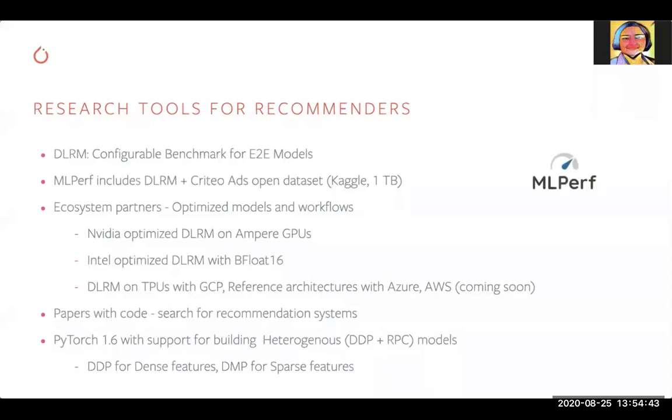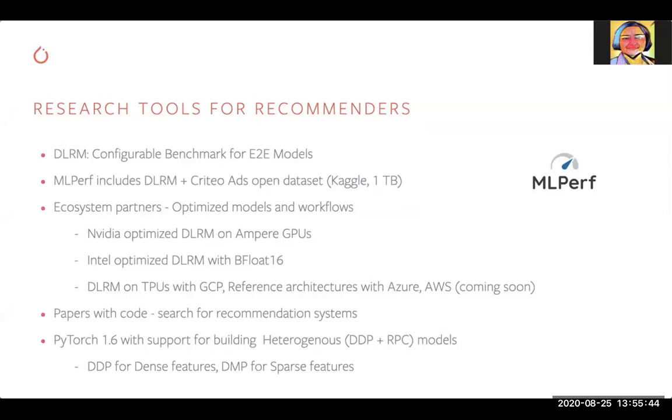So let's dive into some of the research tools for recommenders. We just talked about the DLRM, which is part of the MLPerf benchmark now, along with the Criteo Ads dataset, which includes both the Kaggle dataset as well as the full 1 terabyte dataset. We are also working with our ecosystem partners for optimized models and workflows. So for example, with NVIDIA, we have an optimized version of DLRM, which just got launched on the Ampere GPUs and has support for fast data loading with Spark on GPUs. And a new distributed version of DLRM, a heterogeneous data parallel and model parallel version. The Intel optimized DLRM using their bfloat16 solution. We are also working with Google for DLRM on TPUs. And reference architectures for Azure and AWS are also coming out soon.